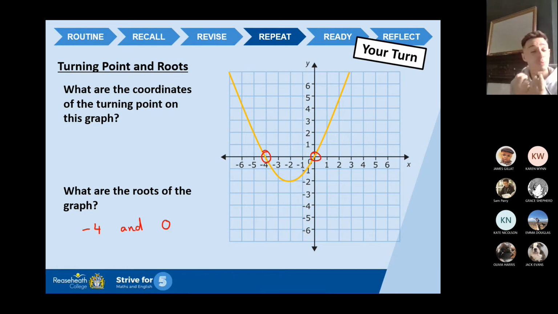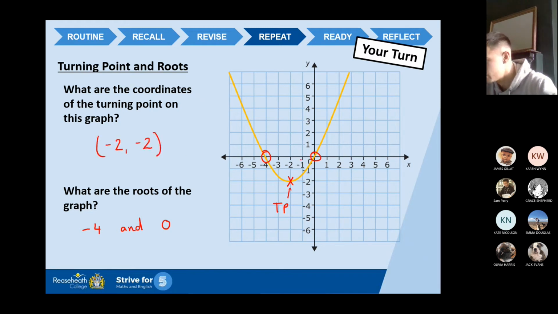That is just simply a 0. Don't be put off by the fact it goes through the dead center of the graph, okay? It's just a 0. The turning point is there. TP, turning point, minus 2, minus 2. Put it in brackets so we know it's a coordinate. Minus 2, minus 2. Happy days. Just do a little check.